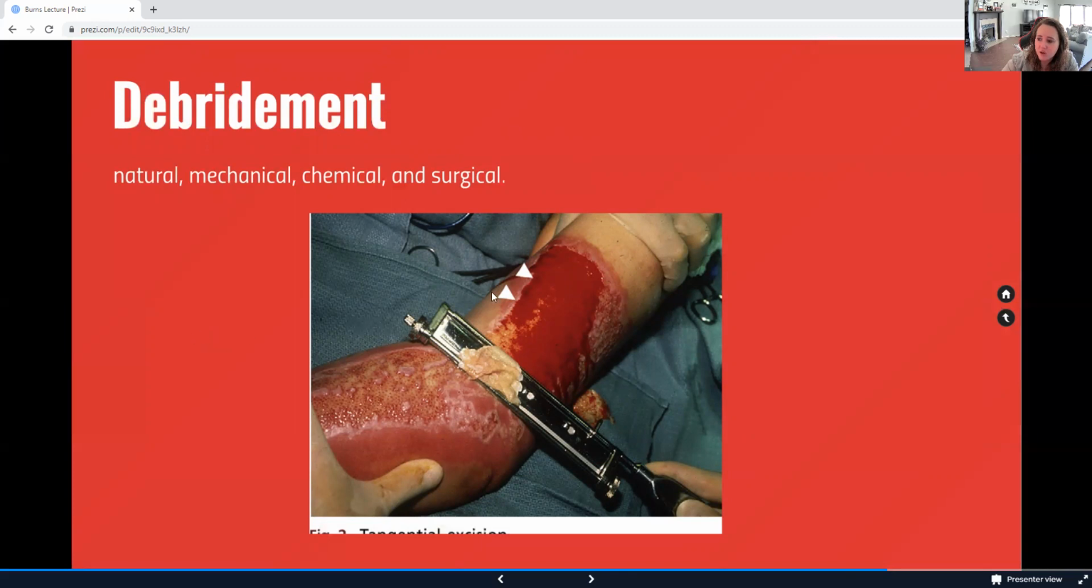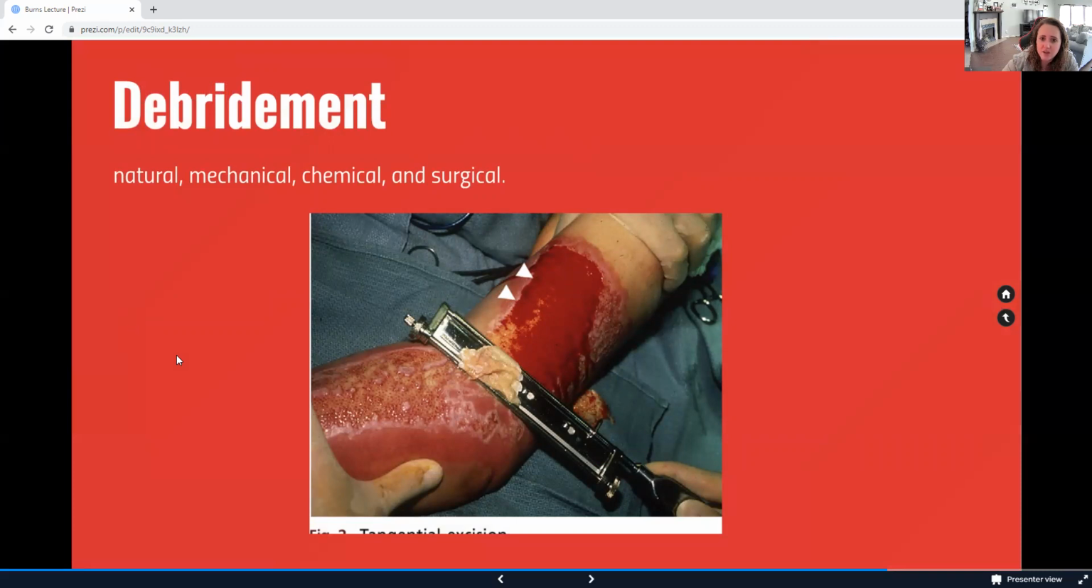So these are the mechanical tools that can be used. Obviously, this patient looks like they're in the OR. Now, there can be some subsequent mechanical bedside debridement that's done in small increments that can be done by a physician or a physical therapist as part of the dressing changes.